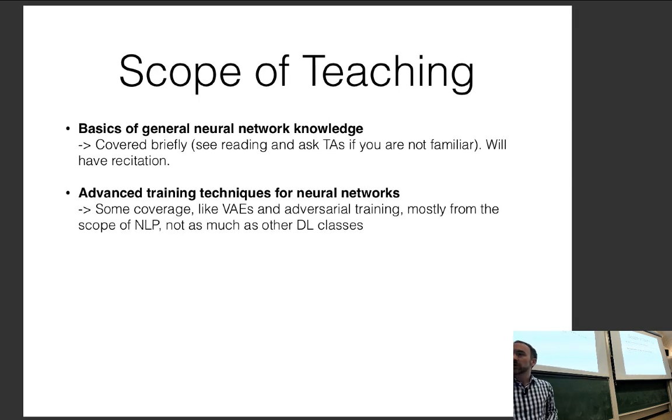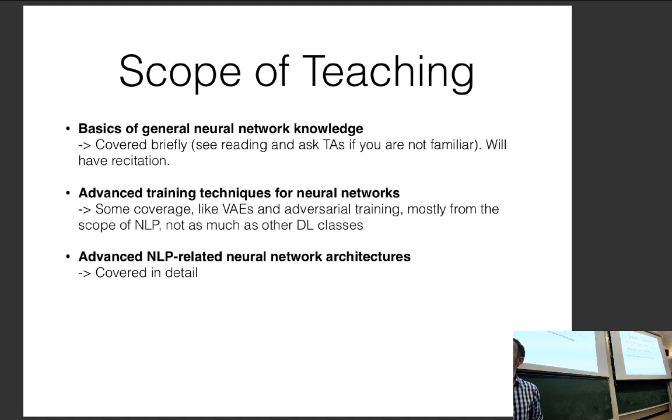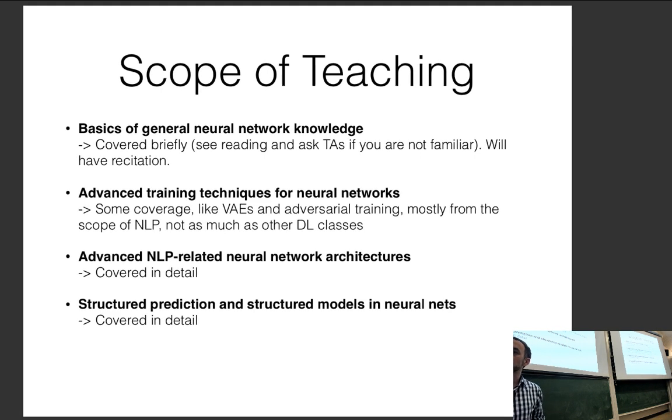In terms of advanced training techniques for neural networks, we're going to talk about this a little bit, but mainly with respect to things that are relevant for NLP. Advanced NLP-related neural network architectures will be covered in detail, because that's one of the main things of this class. And also structured prediction and structured models in neural nets. So how do you predict complex outputs? How do you encode tree structures or graph structures, or how do you predict tree structures or graph structures? This will be covered in detail.